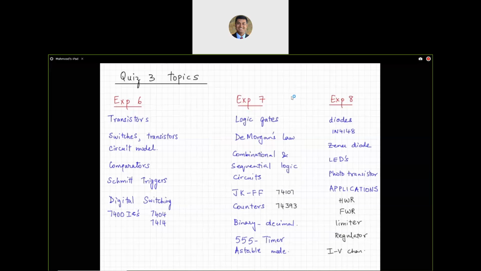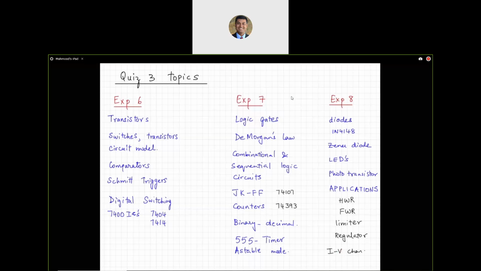So for quiz 3, we have experiments 6, 7, and 8 content that is going to be tested. In experiment 6, we have all these topics, experiment 7 and experiment 8. Let me just walk you through these topics. The goal over here is to remind you that this is the kind of thing that we have been talking about since we have gone to the remote learning.